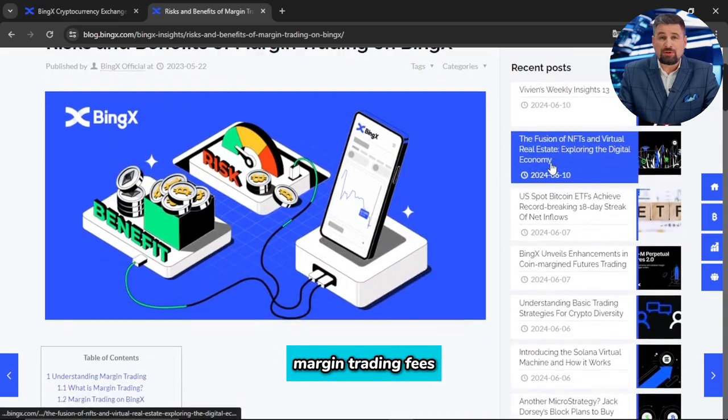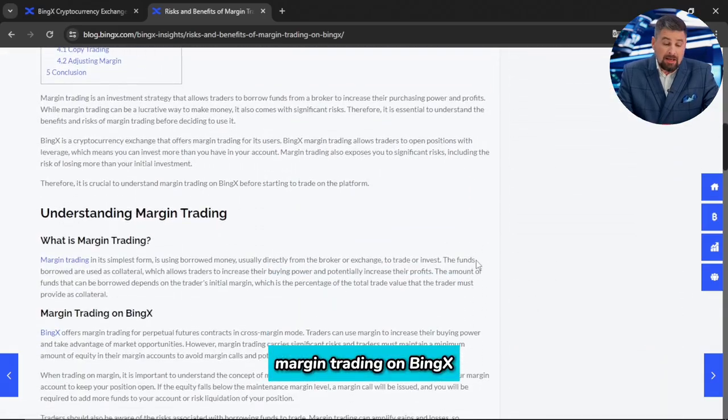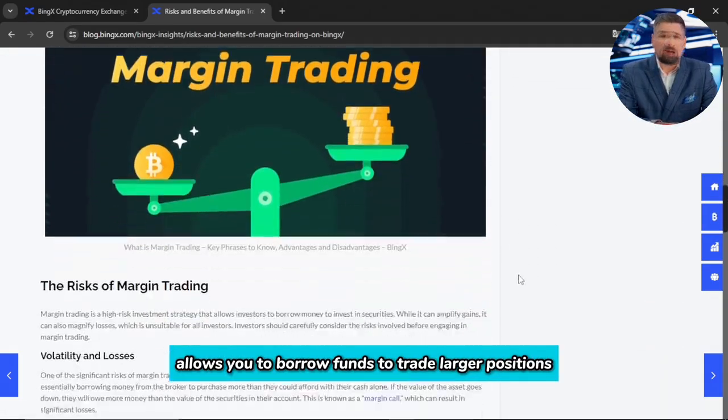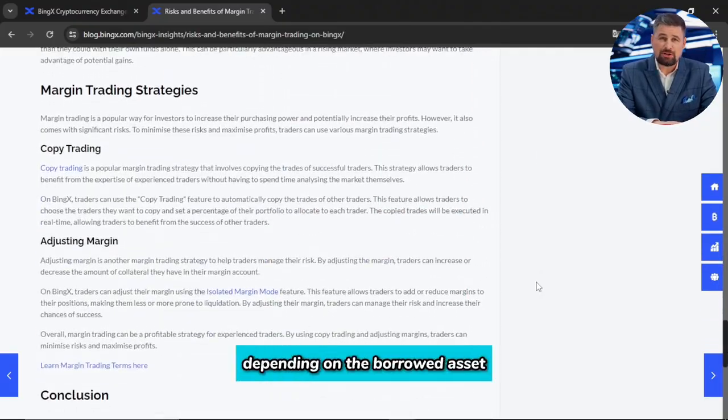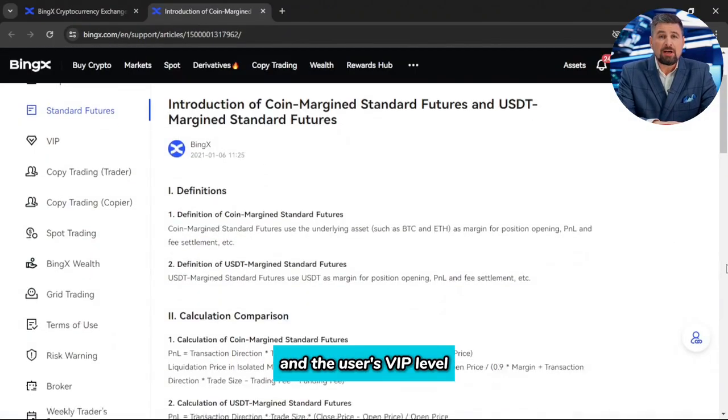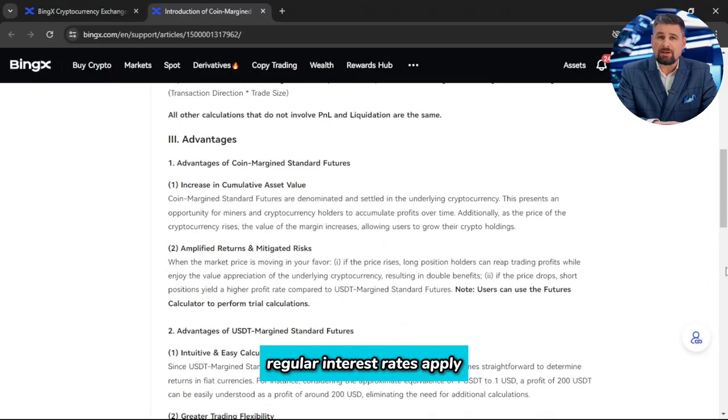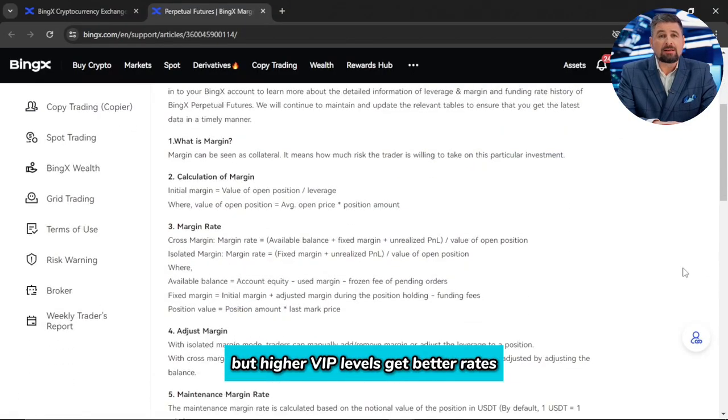Margin trading fees. Margin trading on BingX allows you to borrow funds to trade larger positions. Here's how the fees work. Margin interest rates vary depending on the borrowed asset and the user's VIP level. Regular interest rates apply, but higher VIP levels get better rates.